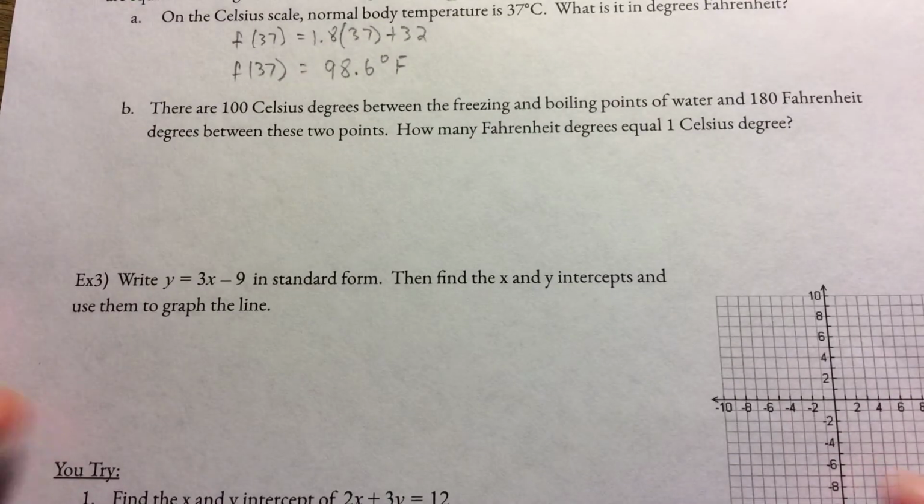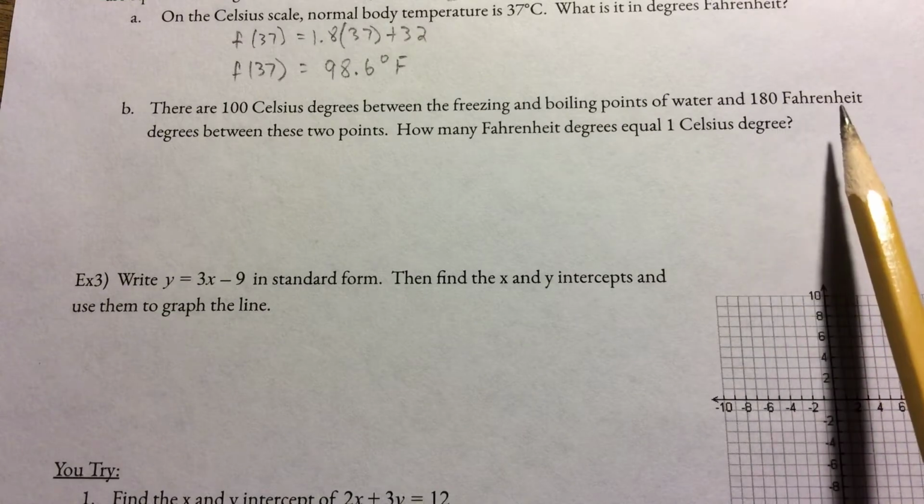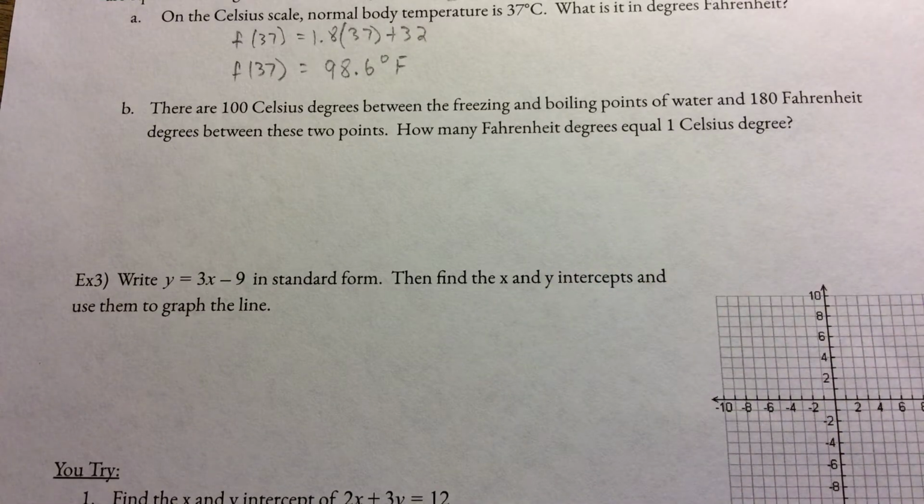Part B says there are 100 degrees Celsius between the freezing and boiling points of water. This is why the metric system makes so much more sense, and Celsius makes more sense than Fahrenheit, because freezing is 0 and boiling is 100. Such nice numbers. Where ours, there's 180 degrees in between those 2 points, and our freezing value is at 32.